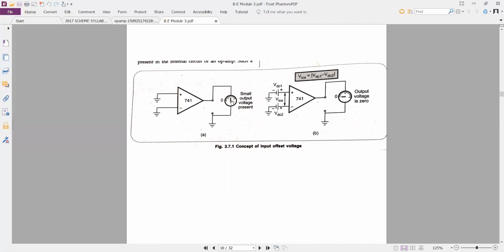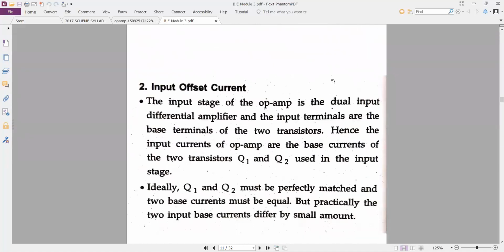Now in order to make this output voltage zero, as shown in figure B, the output voltage is zero. We have made it zero by providing input voltages at the two input terminals, VDC1 and VDC2. By giving these appropriate voltages, we make the output voltage zero. And VIOS, that is the input offset voltage, is given by the difference of VDC1 and VDC2. This is all about input offset voltage.